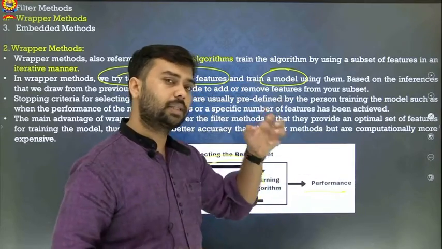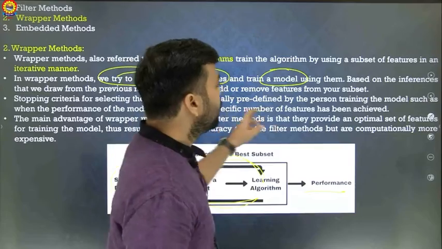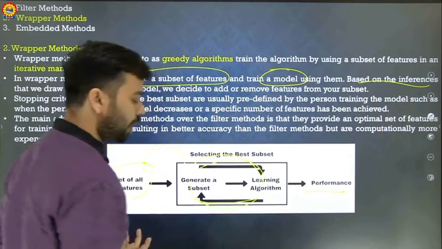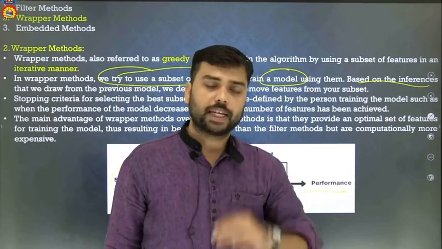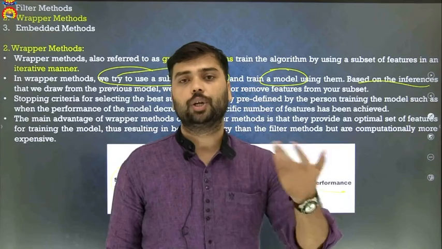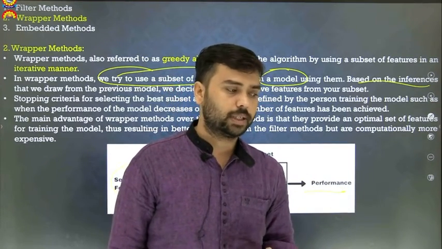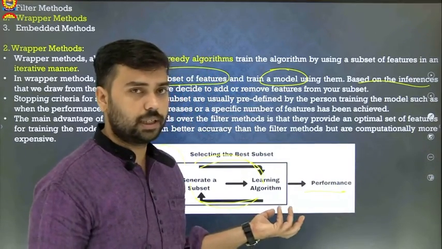Again we select the subset and apply it to the model until we get the best performance, based on the inference. What do you mean by inference? Inference means we have prior knowledge, and on this prior knowledge we generate new knowledge. That is a rule of inference. So it is a smart system, it has an inference engine or something like that.